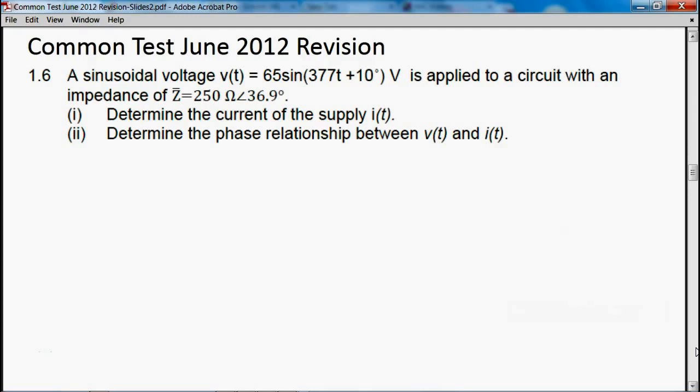Question 1.6. The sinusoidal voltage v(t) equals 65 sin(377t + 10 degrees) is applied to a circuit with an impedance of Z equals 250 ohms at an angle of 36.9 degrees. And what does the question want us to do? To determine the current of the supply, I_T, in other words the total current flowing into this circuit, and determine the phase relationship between v(t) and I_T.